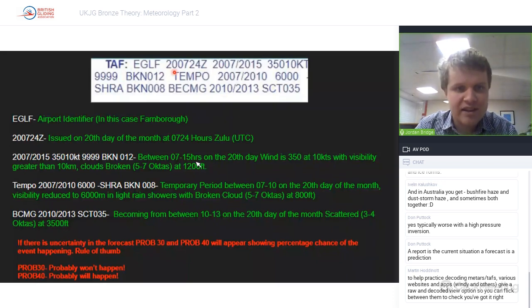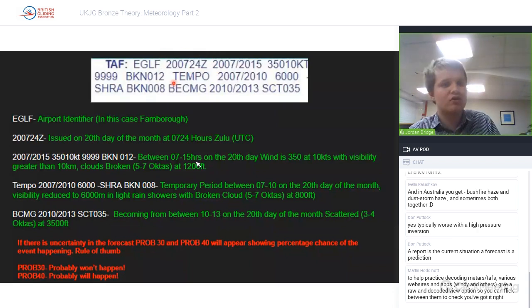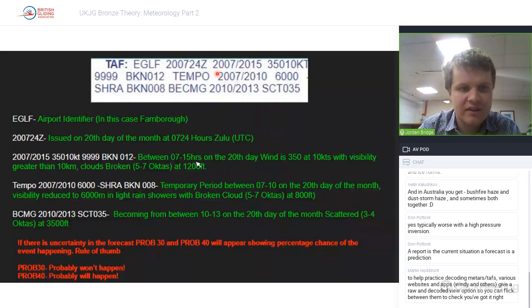Here, again, this is when it's issued. This is not a report. This is a forecast. This is when the forecast was issued, 20th day of the month at 0724 Zulu. This says between 7 o'clock and 15 on the 20th day, we are looking at 350 degrees at 10 knots, greater than 10 kilometers, broken at 1,200 feet. So that's the general weather between those two times.